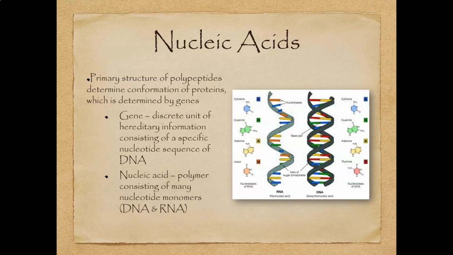So just to tie this back to the last video, remember we were talking about the fact that the primary structure of polypeptides, the amino acid sequence, is ultimately what determines the conformational shape of those proteins, but that primary structure is driven by your genes, driven by your genetics. And so when we define what a gene is, it's a discrete unit of hereditary information consisting of a specific nucleotide sequence of DNA. Good grief, does that sound like a textbook definition? So what does that really mean when we start unpacking that?